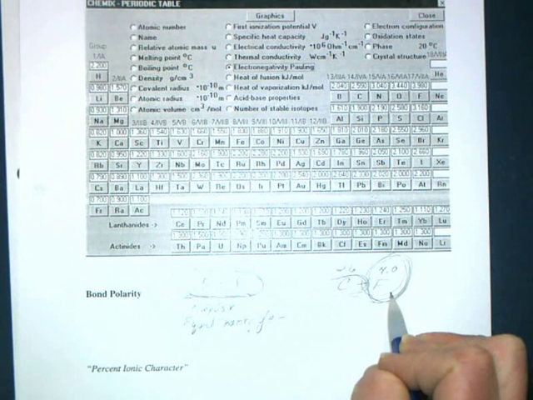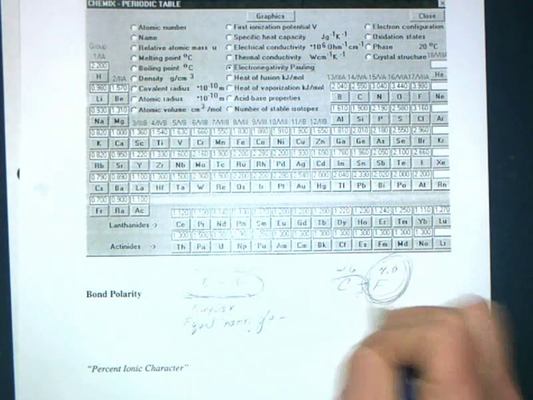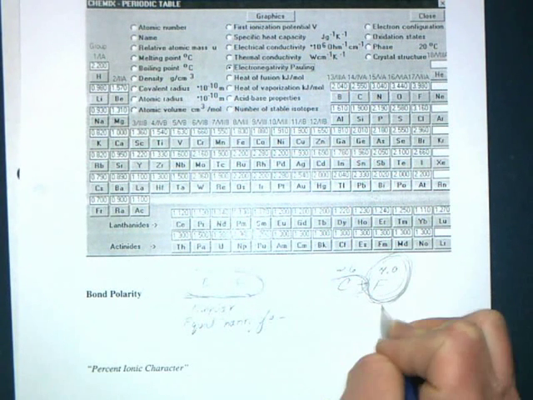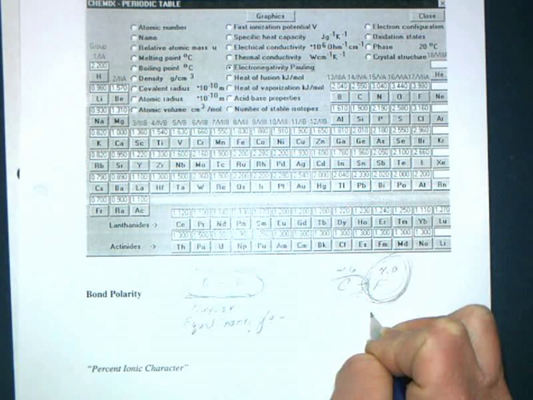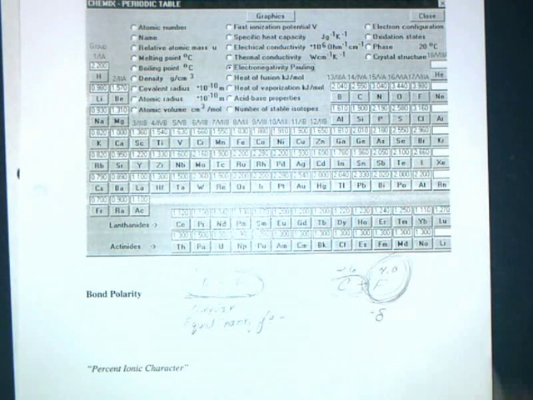The electrons are just being hogged; fluorine is being extraordinarily greedy. Since the electrons are spending more time around fluorine, this side of the bond gets a partial negative charge.